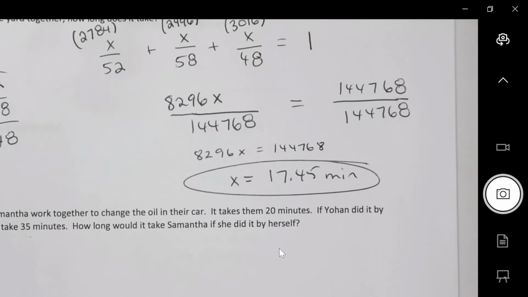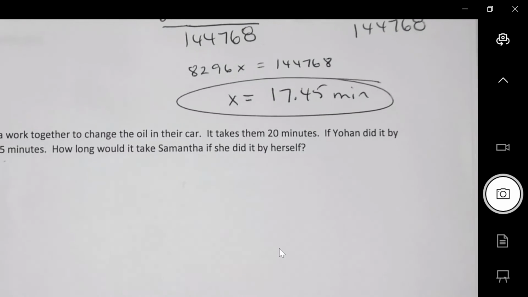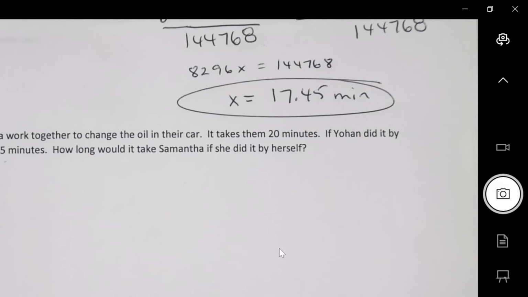Good? So when you're finding a common denominator on that one, you don't have to do the lowest, so just when you multiply all of them together, that's the common.